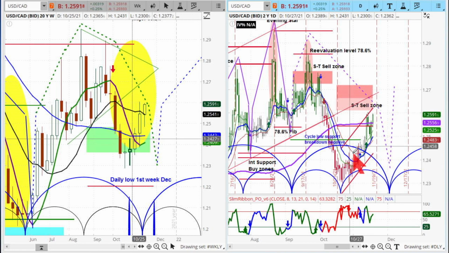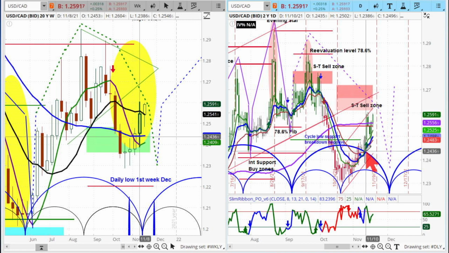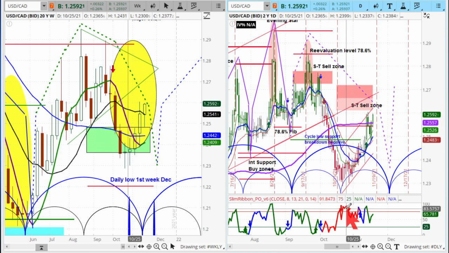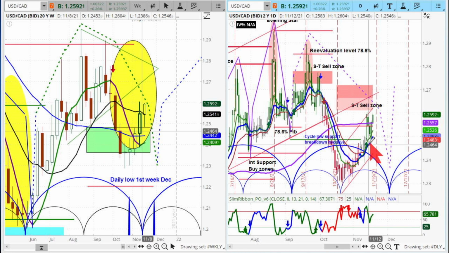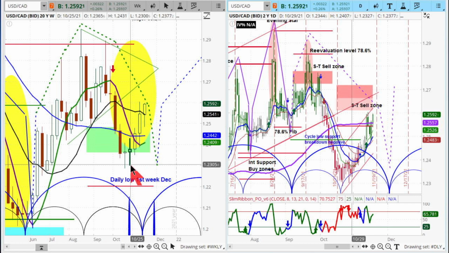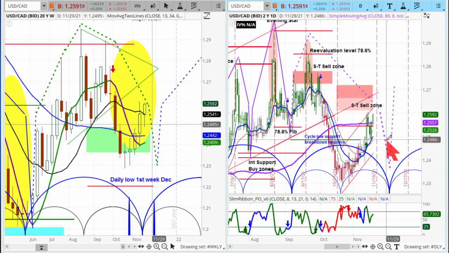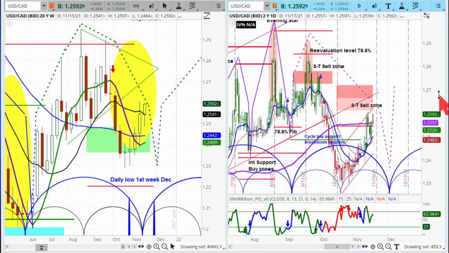Momentum turning negative, slim ribbon turning positive. The momentum going from negative to positive, slim ribbon here turning positive. This upward turn from negative to positive in the intermediate momentum. All of that is suggestive. If you get a pullback in the US dollar versus the Canadian, it is going to be an opportunity to buy for what could be a good upward surge.